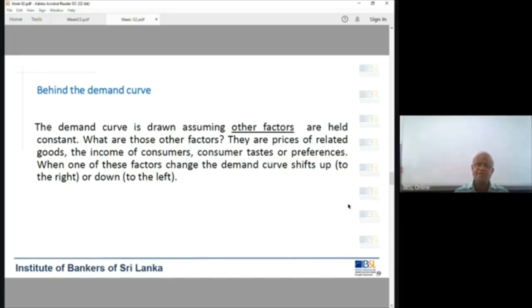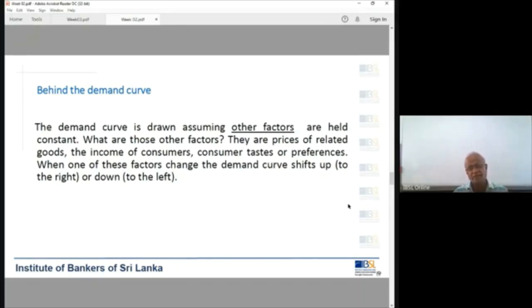Now in this section, we are going to ask, suppose we draw this demand and supply curve. Suppose we change one of these other factors. Let's take the demand curve. You draw the demand curve assuming other factors are held constant. If you change one of the constant factors, what will happen? For example, the demand curve is drawn.